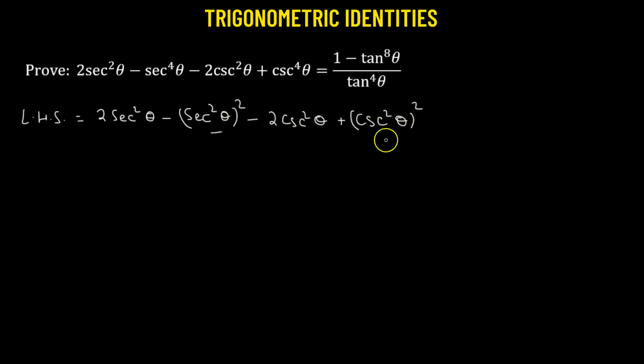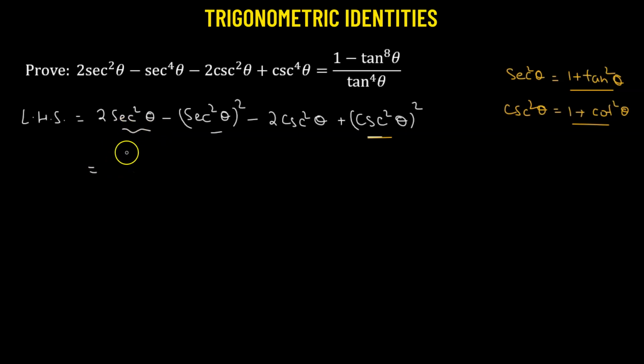The reason why we've written it in this fashion is because in place of secant squared theta, we can replace it with the identity 1 plus tangent squared theta. And we have another identity which states that cosecant squared theta is equivalent to 1 plus cotangent squared theta. So in place of secant squared theta, we'll replace it with 1 plus tangent squared theta, and in place of cosecant squared theta, we'll replace it with 1 plus cotangent squared theta. So we'll do this with the secant squared as well.